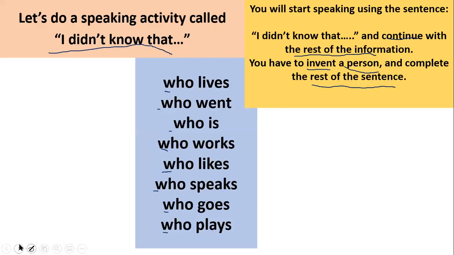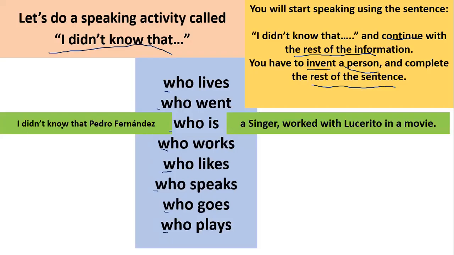But you have to do this. For example, I didn't know that Pedro Fernandez, who is a singer, worked with Lucerito in a movie. So you just have to invent simple examples. You don't have to think a lot, but you just have to go like this: I didn't know that, and then invent a person, use one of these, and complete the rest of the information.